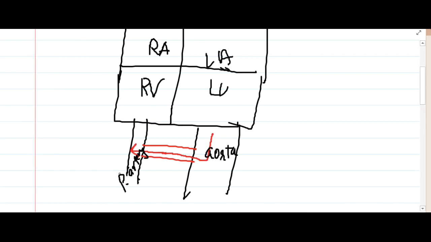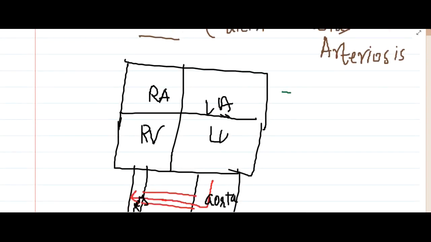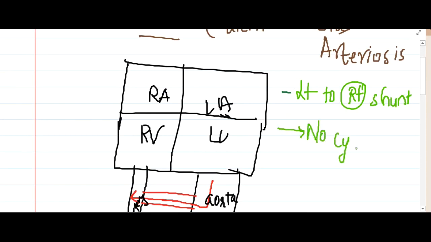Normally, this patent ductus arteriosus is patent in our fetal life, but if it is still present in adult life, then it leads to many complications. Okay, so if we see this patent ductus arteriosus, the important thing we will see is that it is a left to right shunt because the blood is flowing from the aorta to the pulmonary artery. So as a result, no cyanosis is seen.